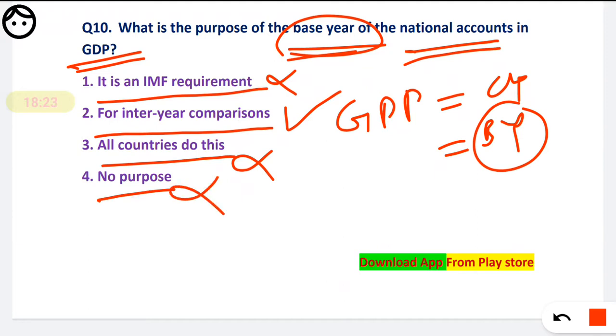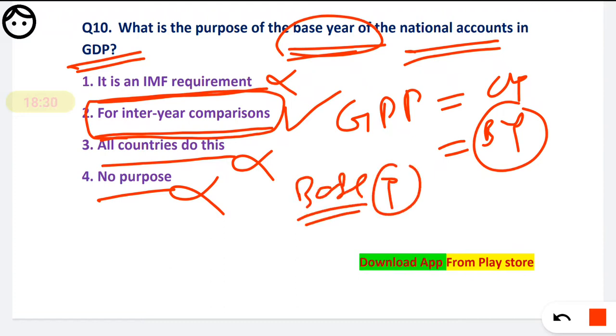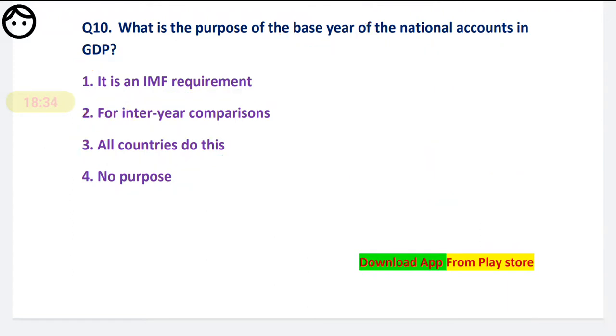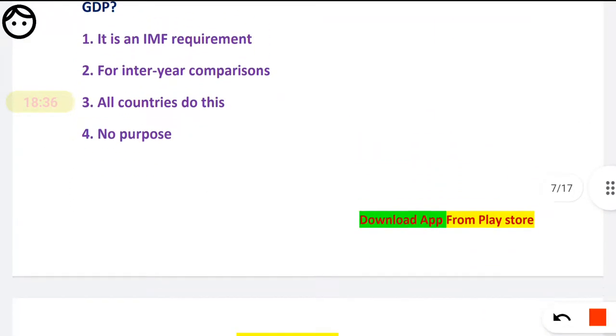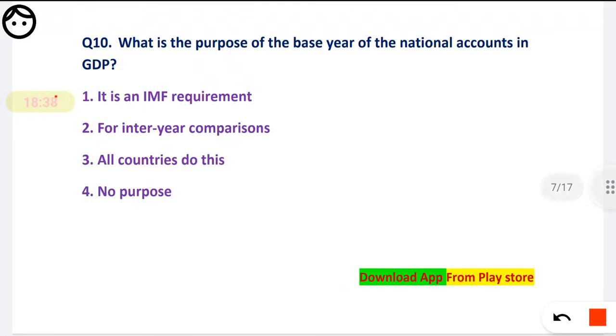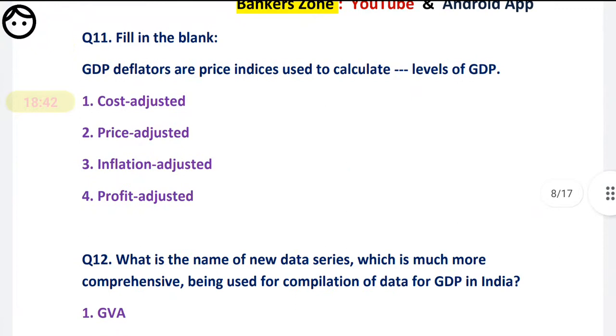So basically, why do we take a base year? To compare. It is very simple to compare. Okay, so it is very easy. So here you have to mark the comparison purpose. Okay, now question number 11.